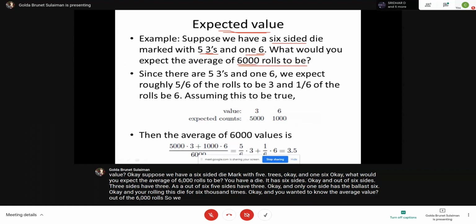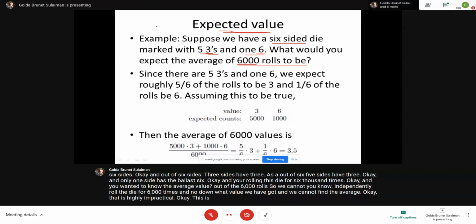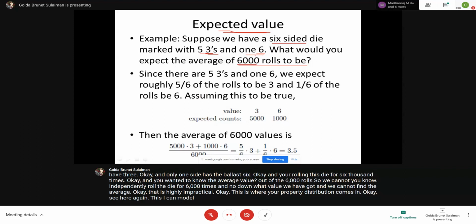So we cannot independently roll the die 6,000 times, note down each value, and find the average. That is highly impractical. This is where probability distribution comes in. See here, again, what can I model this with?